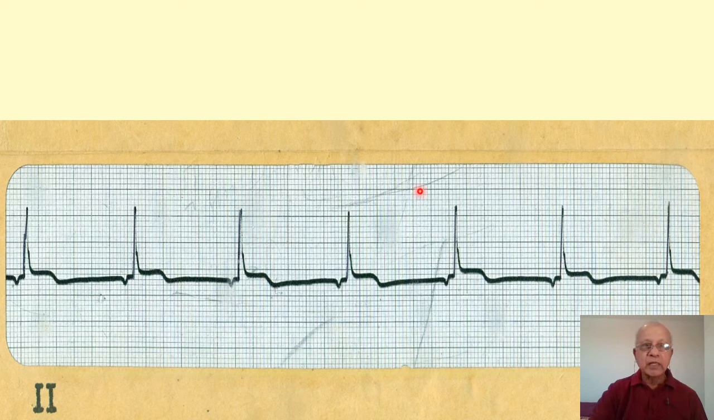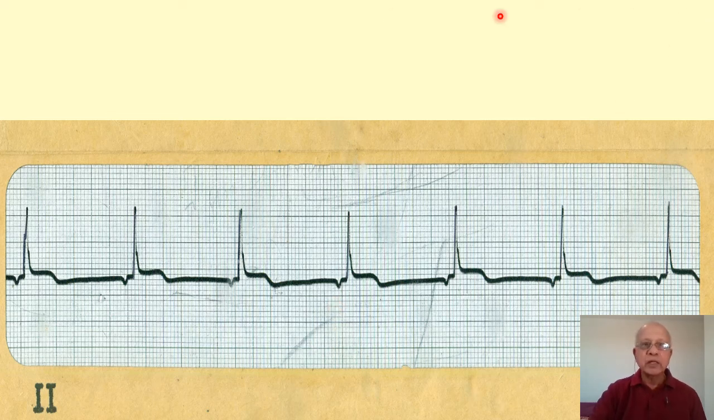So what you see here is the P waves are all inverted. This is lead 2, I said. P waves are all inverted. This indicates that it is generated from the low atrial part or from the junction. From the lower part of the atrium, it is going upwards into the atrium.